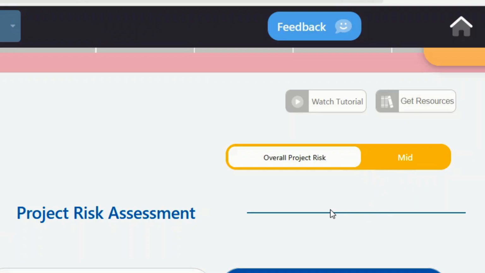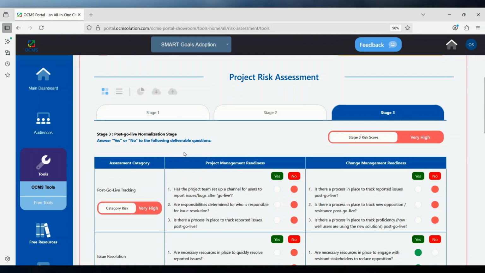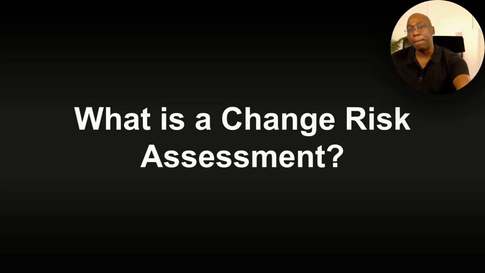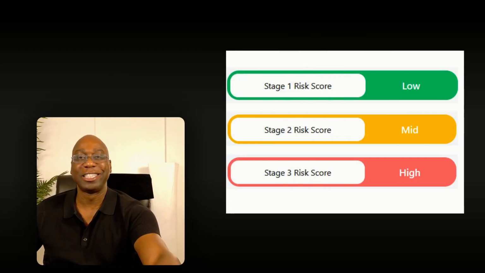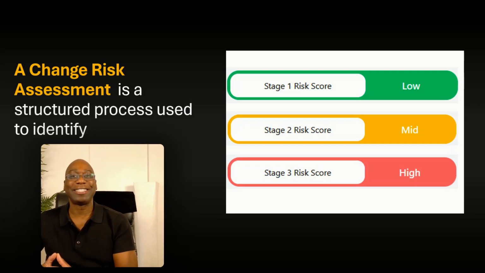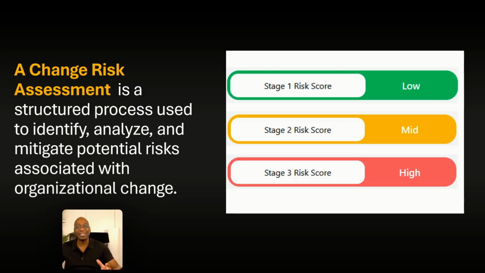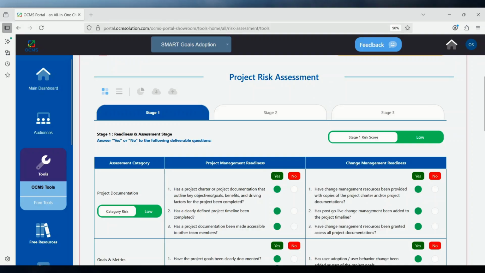When we get to the step-by-step video on how you do a project risk assessment, we will go over what you need to do during each of these 3 stages. What is a change risk assessment, and why is it important to know the real definition? A change risk assessment is a structured process used to identify, analyze, and mitigate potential risk associated with organizational change. And that is what you see on my screen with the 3 stages.